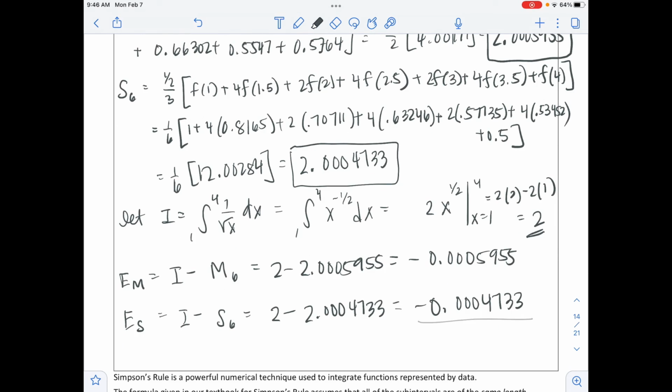And so it says, what observations can you make? And we can say the smallest error is with Simpson's rule. So that gives a better approximation.